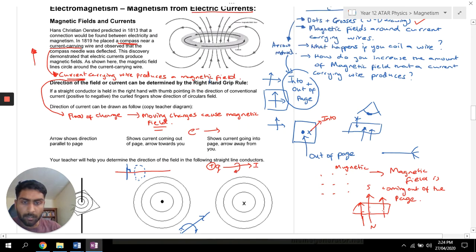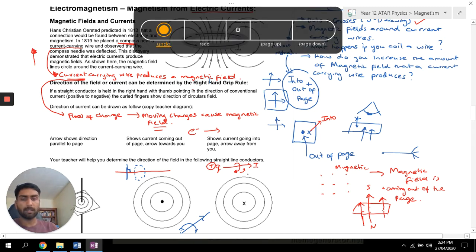This is the right way around that wire. It isn't the opposite way. It isn't this way. It is not that way. It's not the opposite way.